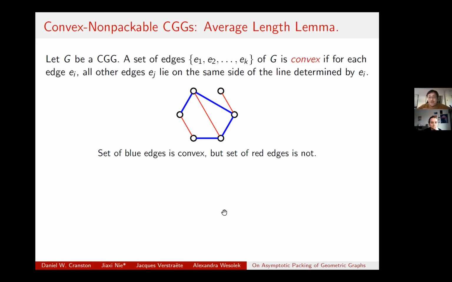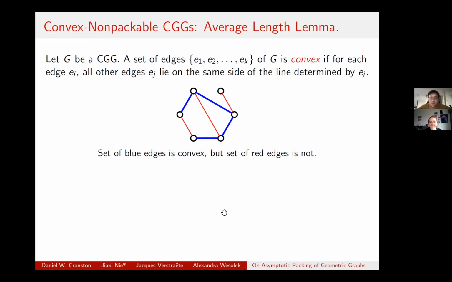Now we try to generalize the proof that we just introduced into a more general lemma. And we need to introduce more notions. Let G be a CGG, and we say a set of edges of G is convex if for each edge, all other edges lie on the same side of the line determined by this edge.